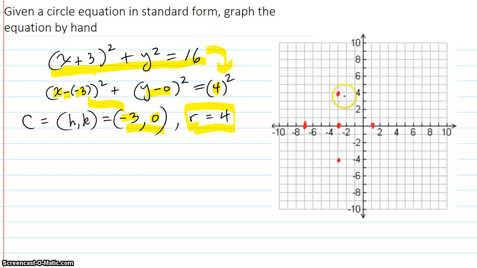And now you just draw a circle through the 4 points that you drew there. And that's your circle, by fitting these 4 points.